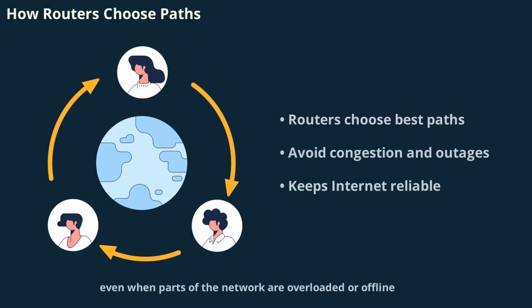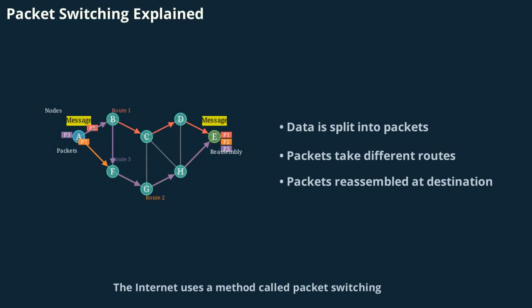The internet uses a method called packet switching. Instead of sending all your data in one big chunk, it's broken into packets that travel independently. This makes the network more efficient and resilient. If one packet is delayed or lost, the others can still get through, and your device can request any missing pieces. Packet switching is a key reason the internet is so robust.